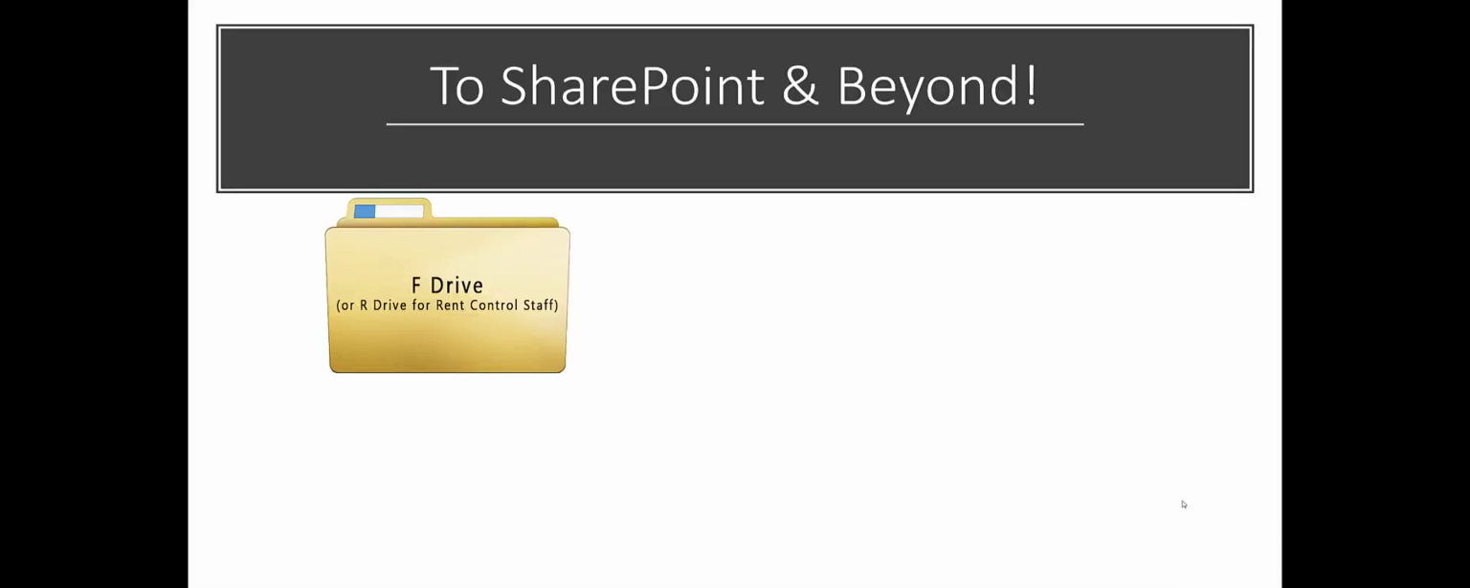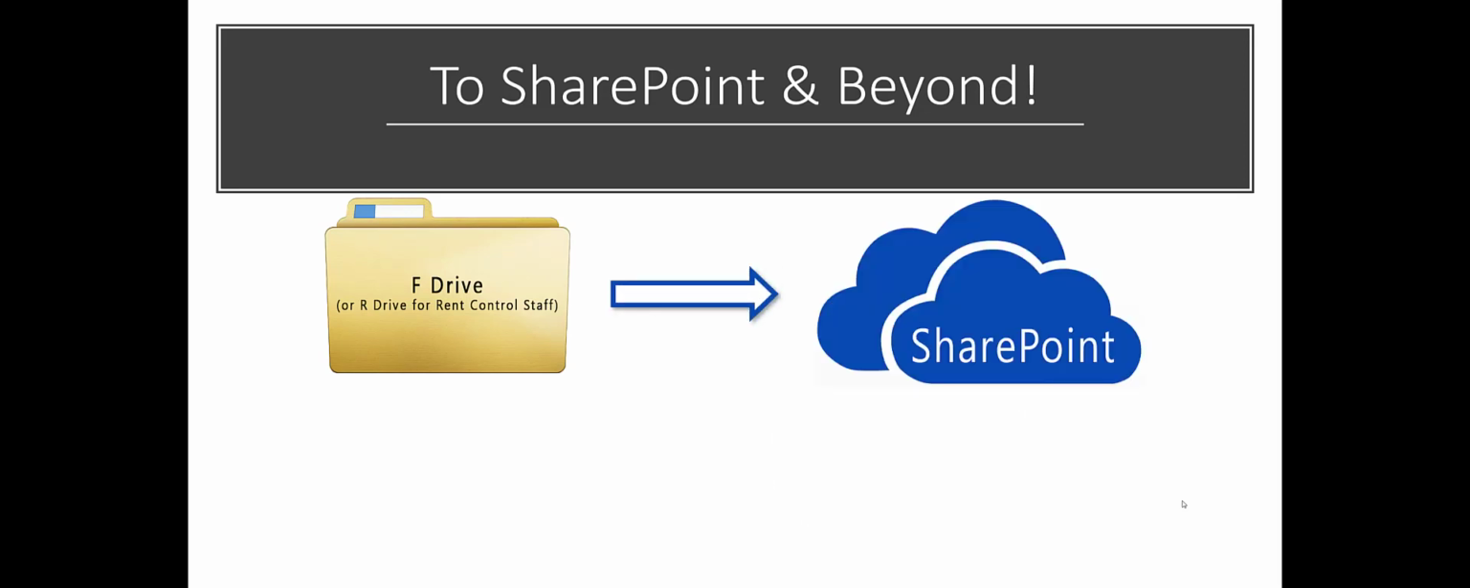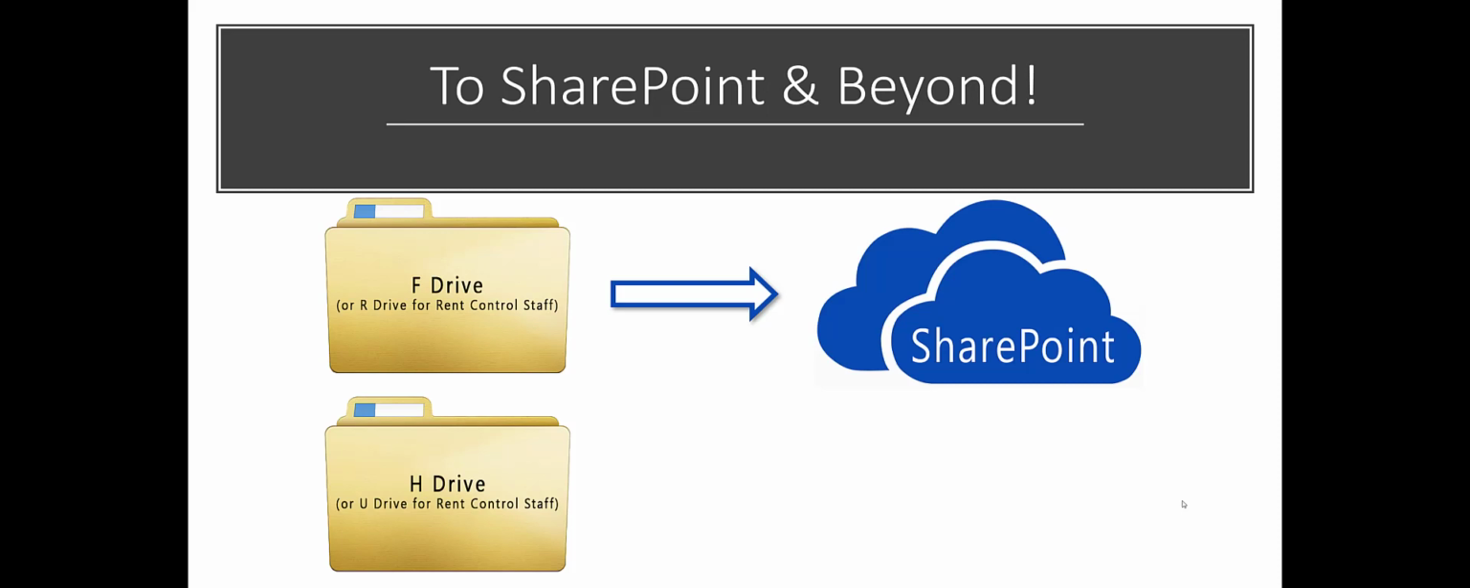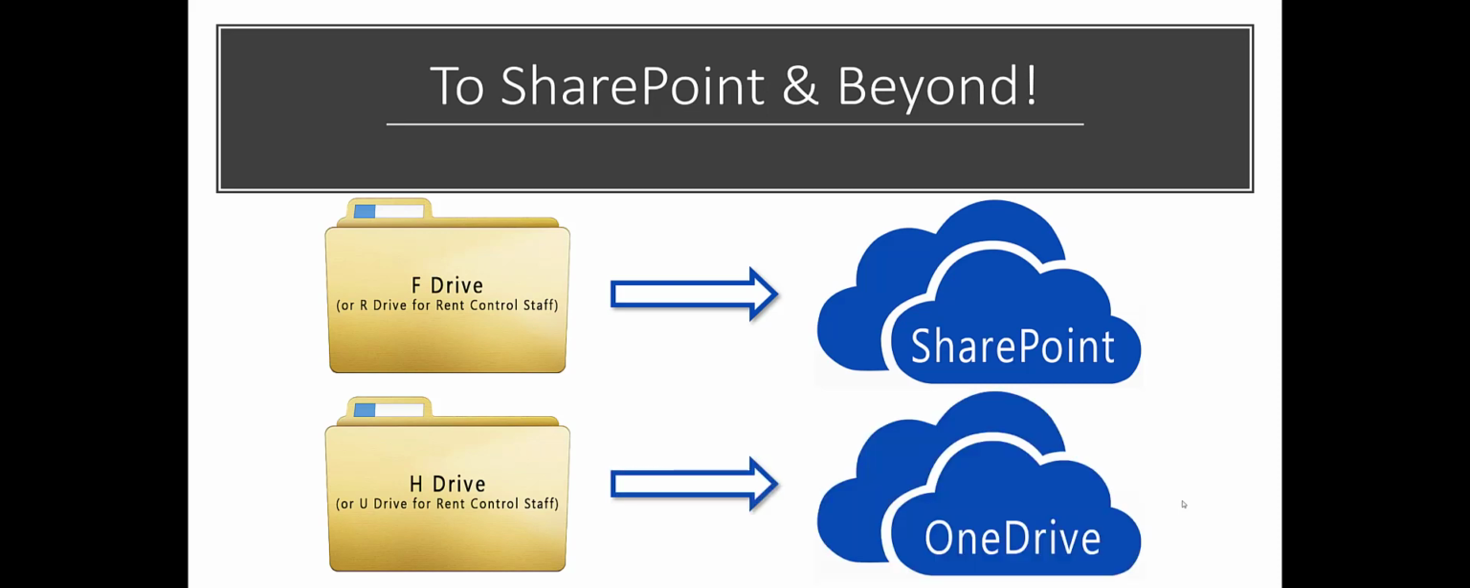Now, your F drive, or for the rent control folks, the R drive, will be moving to SharePoint. Your personal files, which for most of the city is your H drive, and for rent control it's your U drive, will be moving to OneDrive. Now, that'll include anything that you may have saved on your desktop. We recommend you move all of that stuff to your OneDrive, and I'll talk about that at the end of the video because we want you to do that yourselves. But we'll be doing all of the F drive migration so that we can make sure that your files and folders maintain their current permissions, so people don't have access to things that they shouldn't.